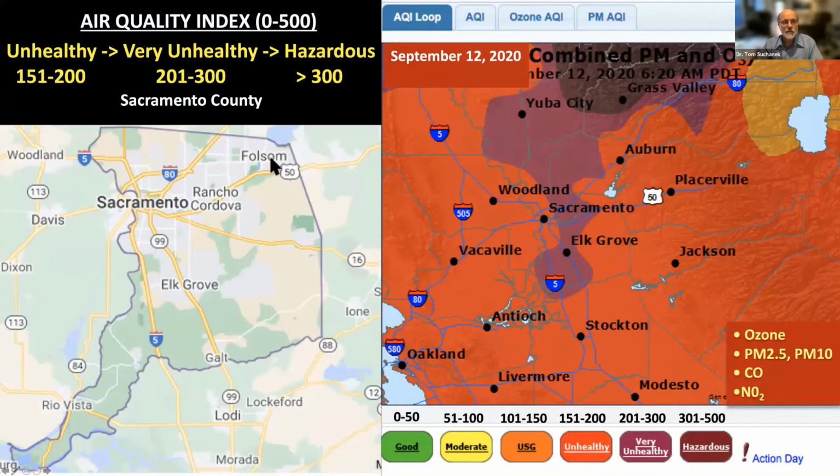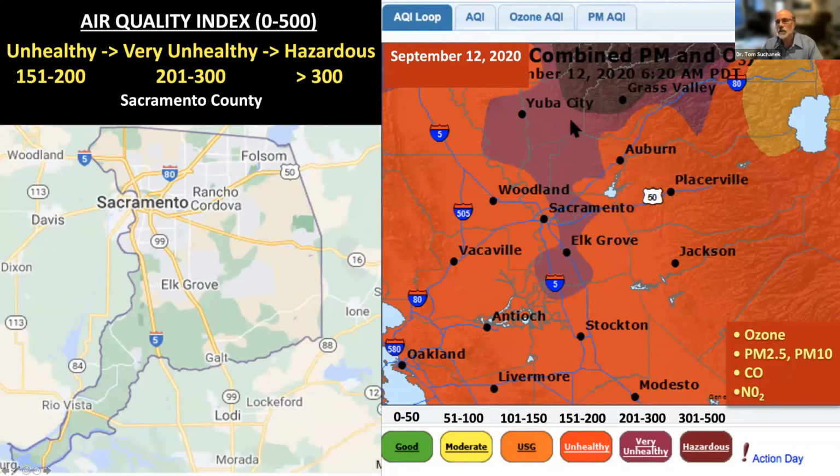Here's a map of Sacramento County. It's an odd shape, but if you take this map and plop it right on top of this right-hand area, with Sacramento right in the middle, we can look at the actual air quality indices. The red area is unhealthy air quality, 151 to 200. The purple area is very unhealthy air, from 201 to 300. And that brown blob up above is hazardous air, 301 to 500.